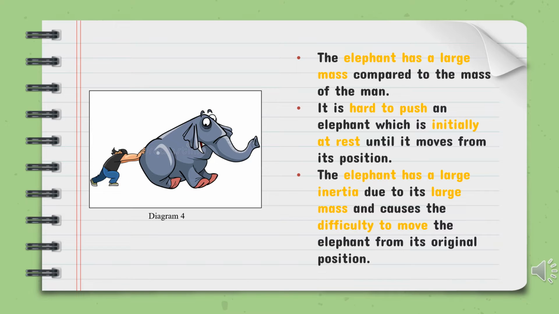Now, look at diagram 3, where you can see a man trying to push an elephant. Do you think he's going to make it? Even the elephant thinks that it is impossible. Why do you think it is impossible? It is because the elephant has a larger mass compared to the mass of the man. It is hard to push an elephant which is initially at rest until it moves from its position. The elephant has a large inertia due to its large mass and causes the difficulty to move the elephant from its original position.